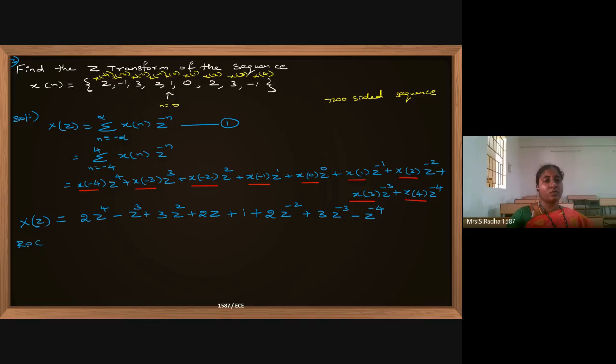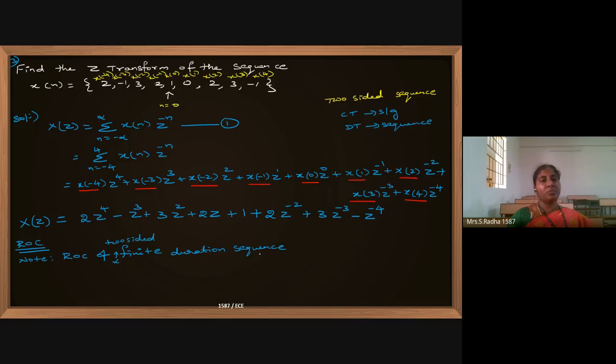Now coming to ROC for two-sided signal. ROC of two-sided finite duration sequence. Discrete time signal is called sequence. In continuous time we call it as signal. In discrete time we call it as sequence. Okay, that is the only difference.